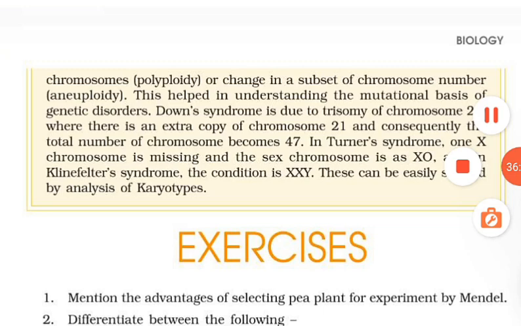In Turner syndrome, one X chromosome is missing. And Down syndrome is due to trisomy of chromosome 21, where there is an extra copy of chromosome 21 and consequently the total number of chromosomes becomes 47.